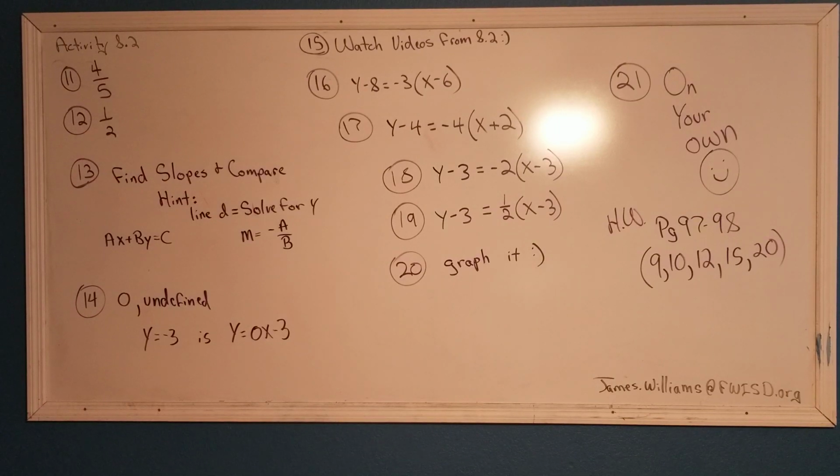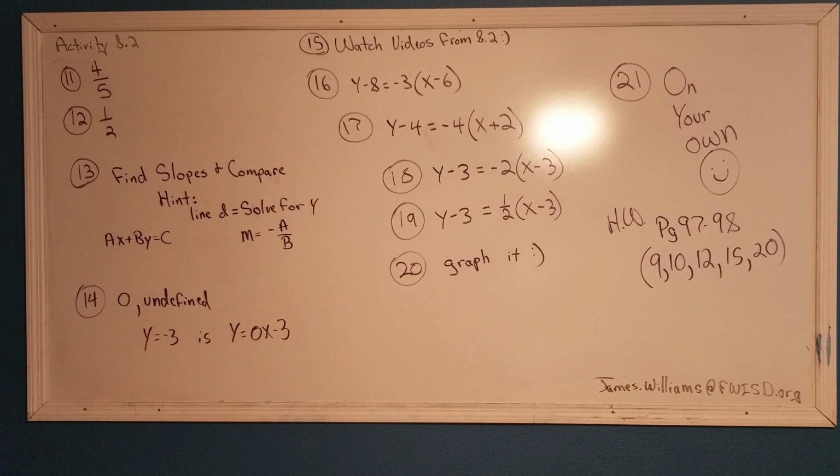For number 13, I'm not going to give you the exact answer. Basically, you need to find the slopes for line A, B, C, and D. I'll give you a hint though for the last one, for line D. That is in standard form. I put that up on the board there, standard form being ax plus by equals c. And just as a hint, you would solve for y in order to find that slope.